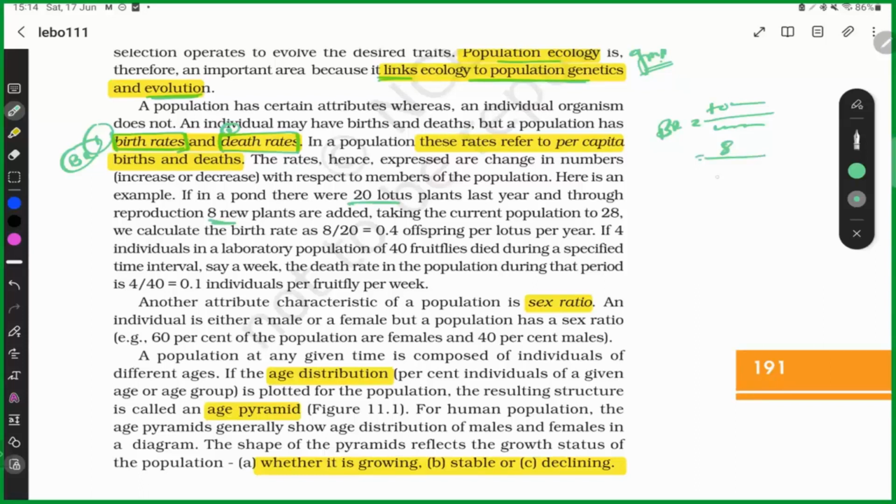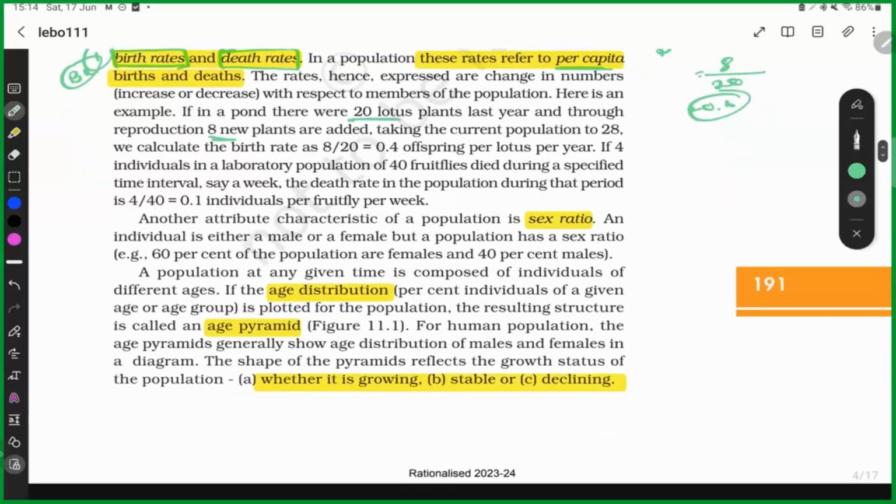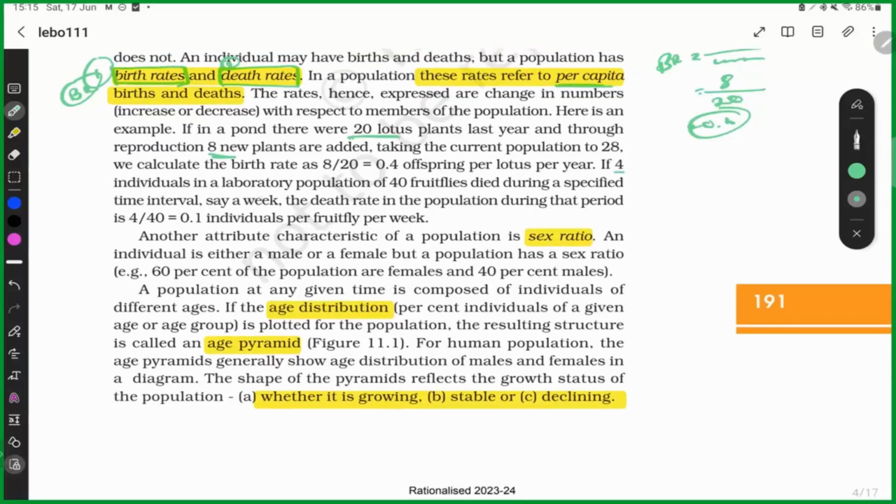If someone asks you to express the birth rate, then you have to say 0.4 offspring per lotus per year. That is the meaning of per lotus. Similar for the death rate. If 4 individuals in a laboratory population of 40 fruit flies died, so total number of deaths is 4, total population is 40. So what is the answer? 0.1 individuals per fruit fly. It means per capita. This is the important thing. Per capita is very much important.